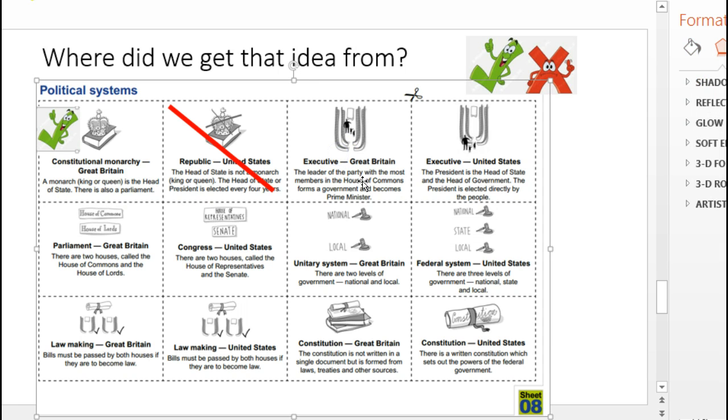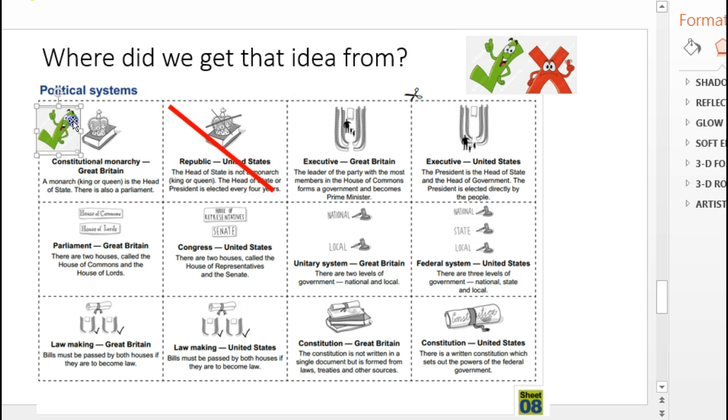Okay, let's look at the next one across. The leader of the party with the most members in the House of Commons forms the government and becomes the Prime Minister. Now, we don't have the House of Commons. We have the House of Representatives. Okay, and the people with the most power in the House of Representatives form the government and become our Prime Minister. So this one's almost half-half, isn't it? I'm going to say yes on that one.